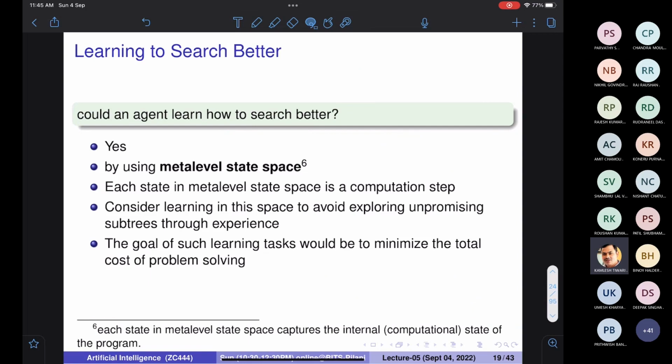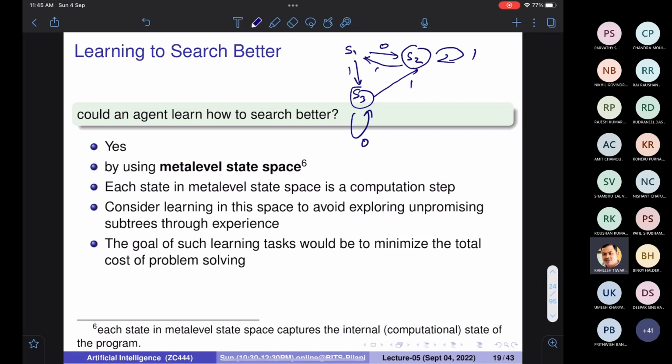Let's assume that I have S1. On 0 it goes to S2, on 1 it goes to S3. S3 on 0 remains on the same state, and on 1 it goes here. On 1 it remains here, and on 0 it goes here. Let's assume that this is the state diagram. How many states are there?